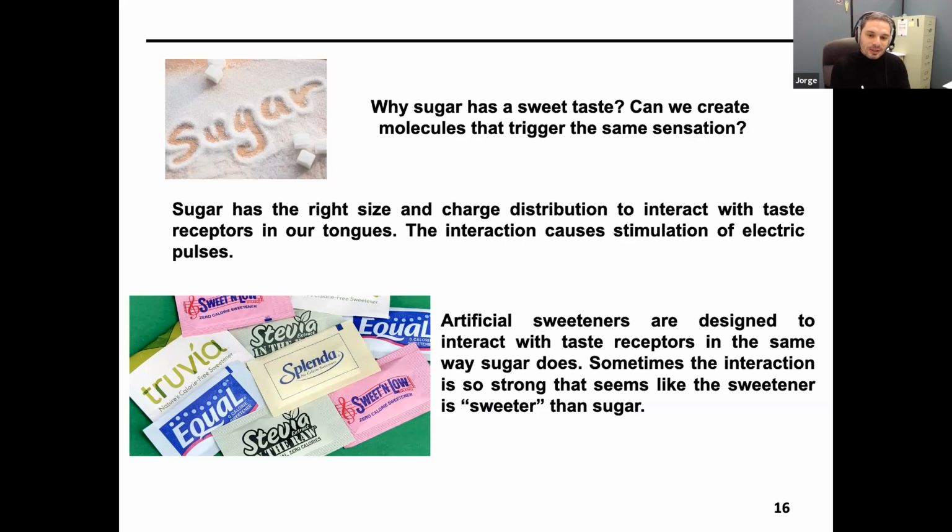And that's the basis to design artificial sweeteners. We have to design something that interacts with taste receptors in the same way sugar does. Okay? So emulating nature in the lab. Sometimes the interaction is so strong between the sweetener and your taste receptors that it seems like the sweetener is sweeter than sugar. So a stronger interaction will give you this sensation.